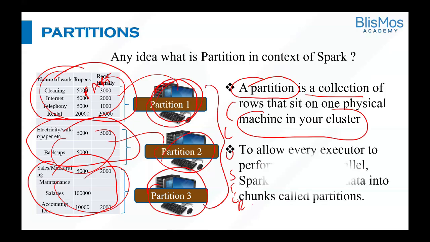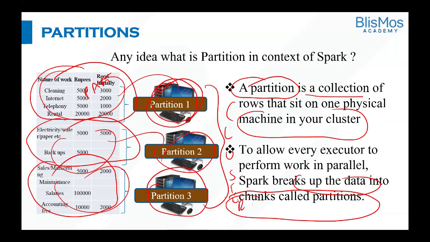In order for the executors to perform the work in parallel, which we already understood, executors perform the processing in parallel, Spark breaks up the data into smaller chunks called partitions. We already have discussed it. The same thing here: in order for Spark to process the data in a distributed, parallel way, Spark breaks up the data into smaller chunks called partitions.